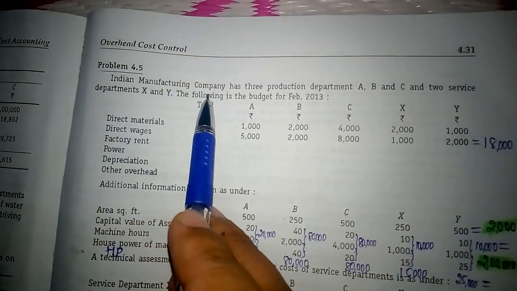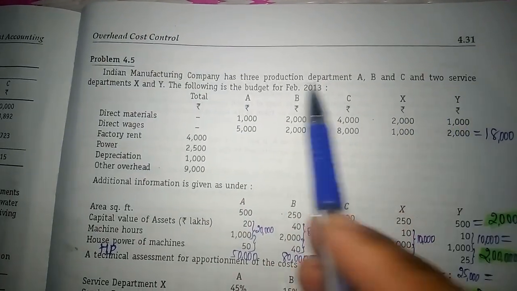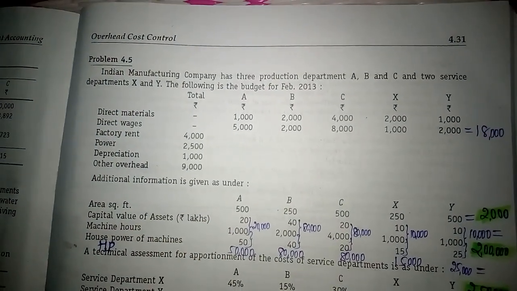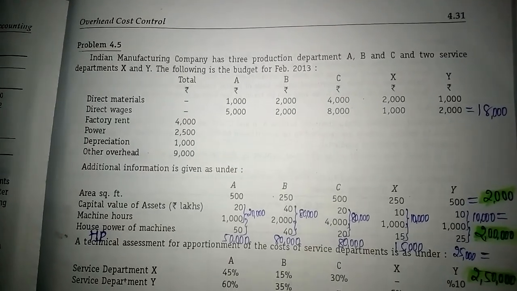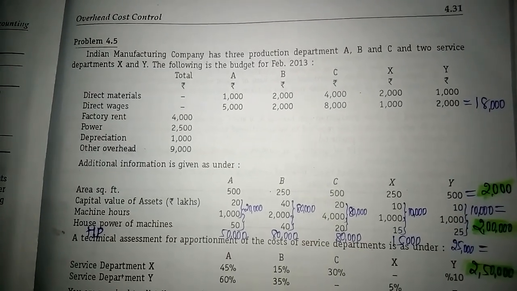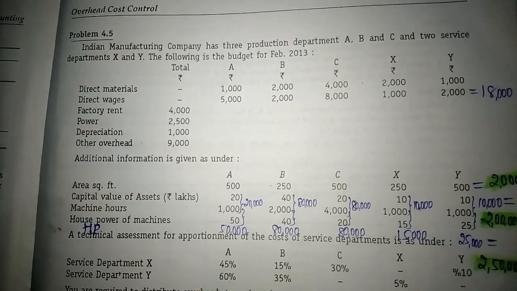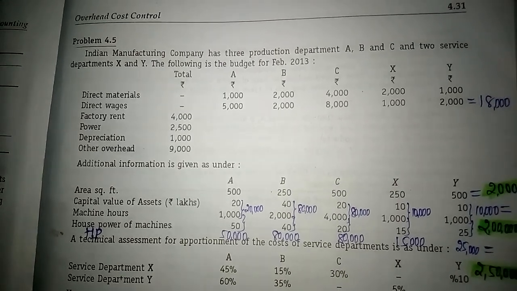An Indian manufacturing company has 3 production departments A, B and C, and 2 service departments X and Y. They have clearly stated the 3 production departments, that is A, B and C, and the 2 service departments X and Y. The following is the budget for February 2013.